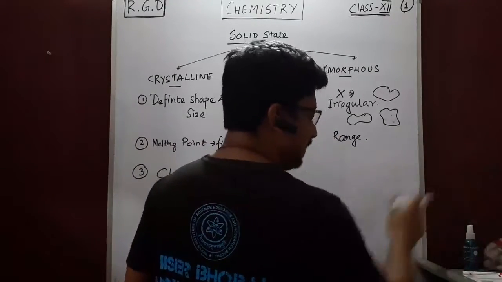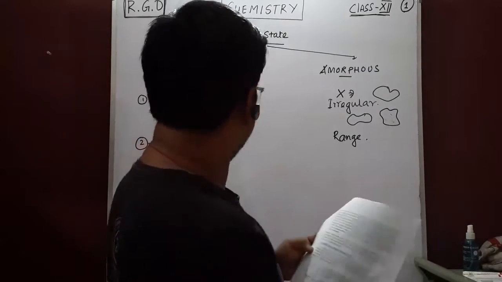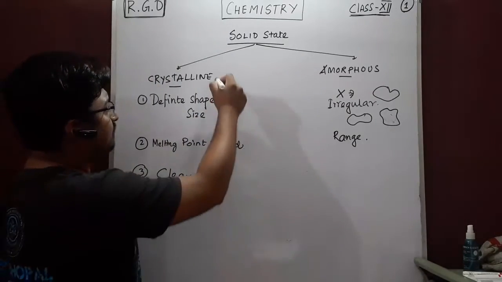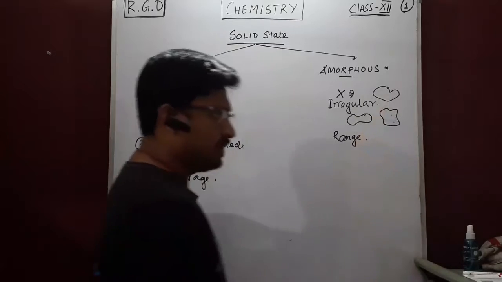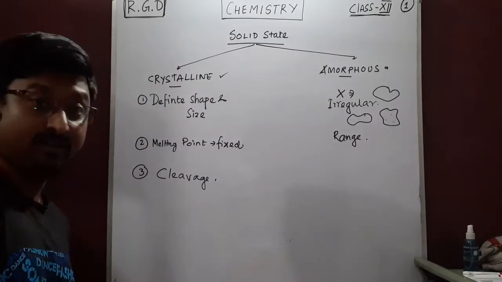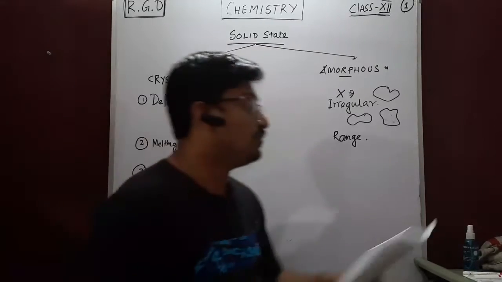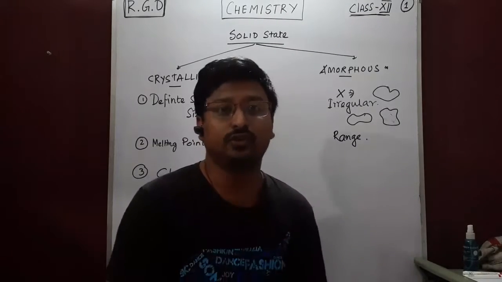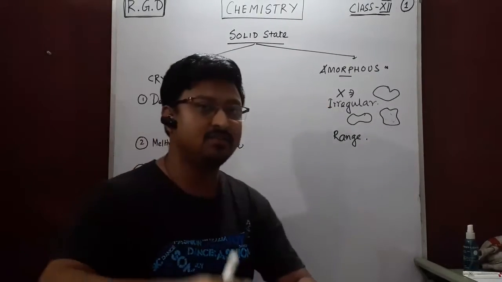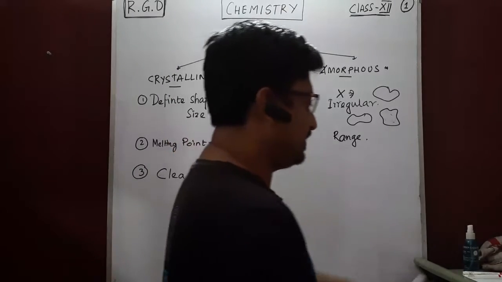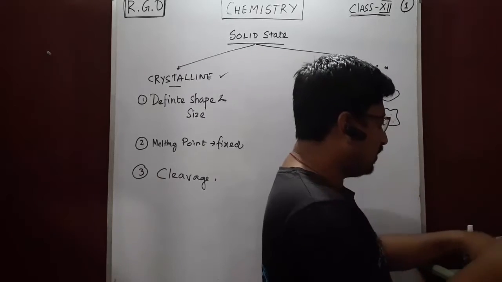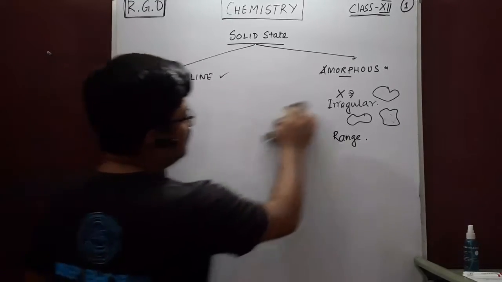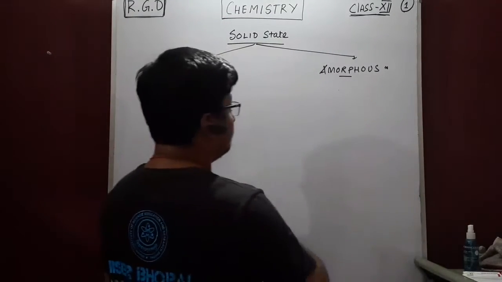There are a few other important points, like symmetry. Crystalline substances have symmetry, whereas amorphous substances don't have any symmetry. Then, in nature, crystalline substances are known as perfect solids or true solids. Whereas amorphous substances have a slightly different name, which I'm going to discuss now. Let's talk about this amorphous body.